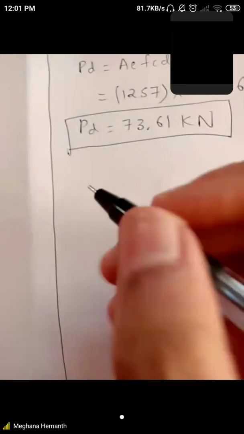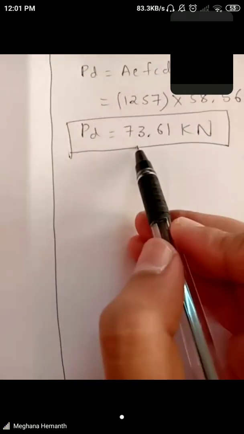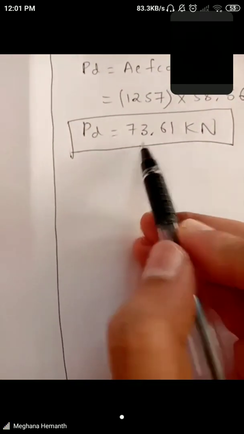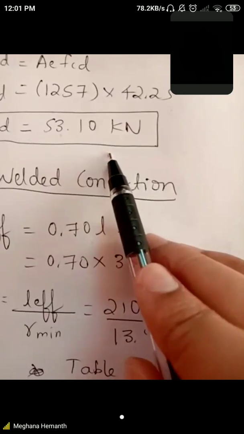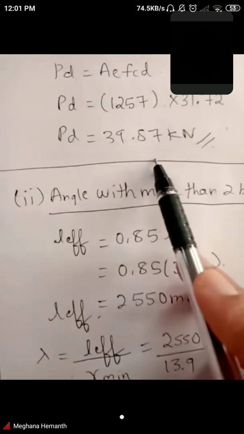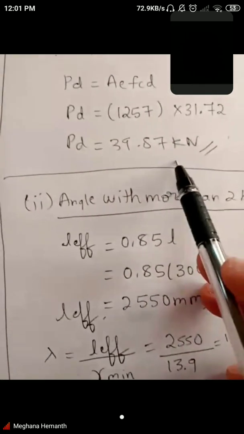You can just observe, you have got your compressive strength of the member due to single bolt, more than one bolt, and your welded connection. You just try to compare the values. Just see here, for weld you have got 73.61 as the strength of your member. Whenever you have done your more than one bolt, you have got 53.10, and for your single bolt you have got 39.87.